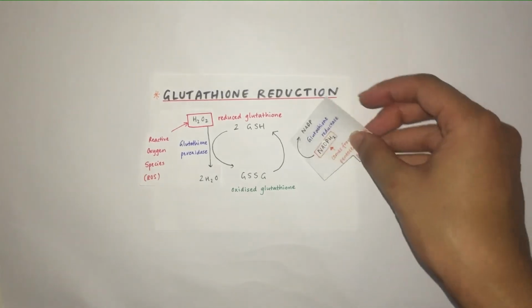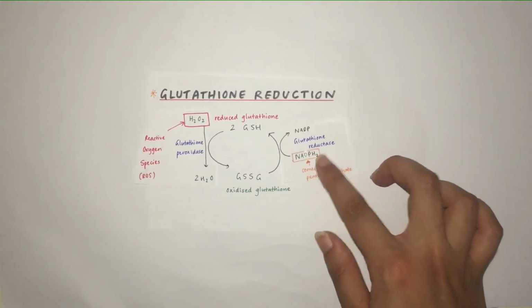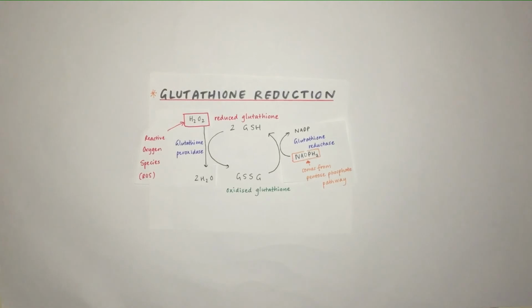However, to do this, an NADPH must be converted to an NADP, and this NADPH comes from the pentose phosphate pathway. So that's the relevance of the pentose phosphate pathway, and that's why we mainly learn the oxidative pathway, because that's where that important NADPH is being produced for this important reaction where we removed the reactive oxygen species H2O2 from the body. And that's the basics of the pentose phosphate pathway and glutathione reduction.